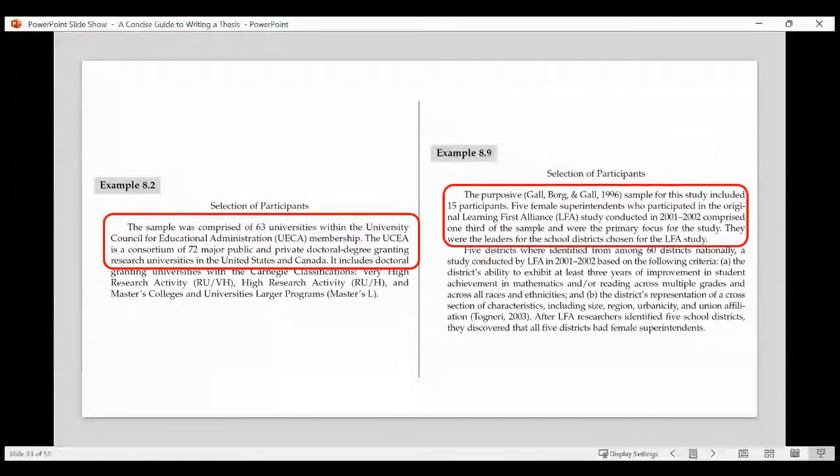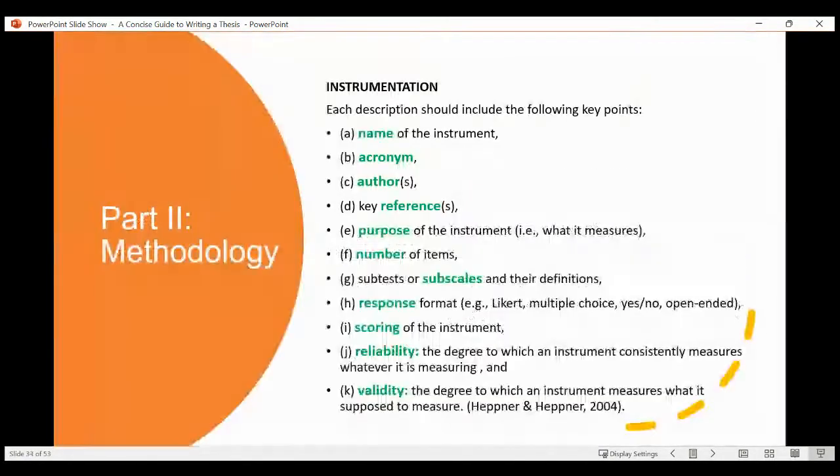Here we have examples of this section. Participants: the sample was comprised of 63 universities within the University Council of Education Administration membership. You see here no names for universities, also here in the second example.